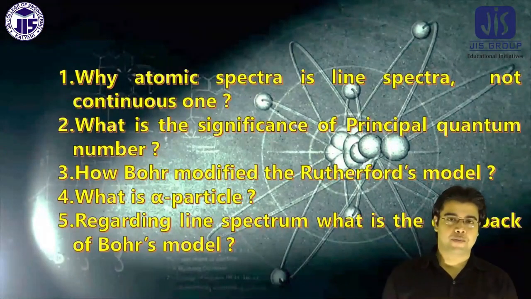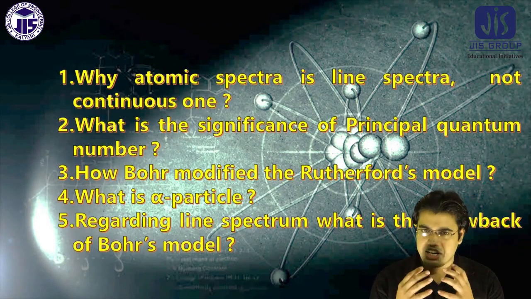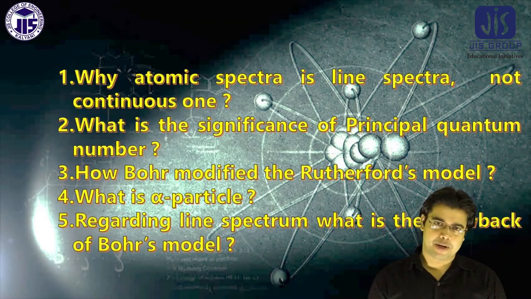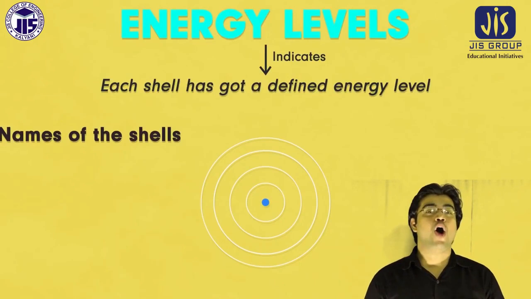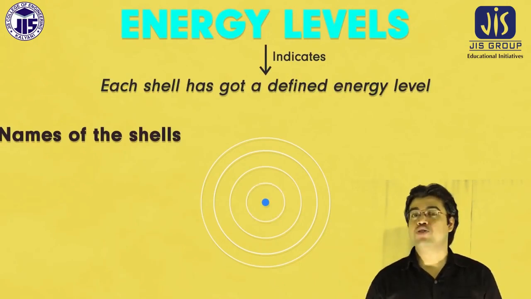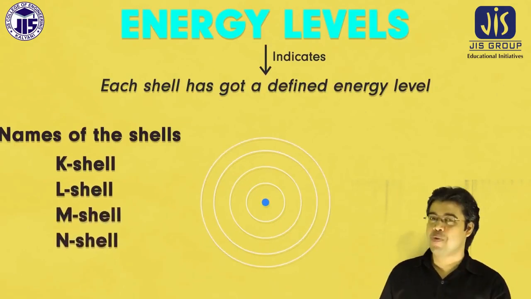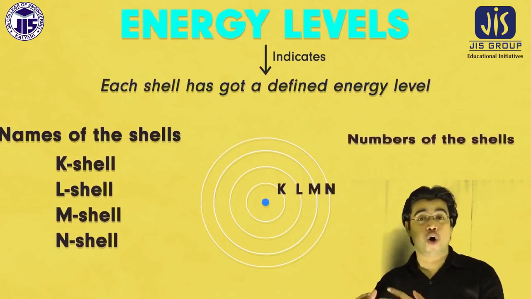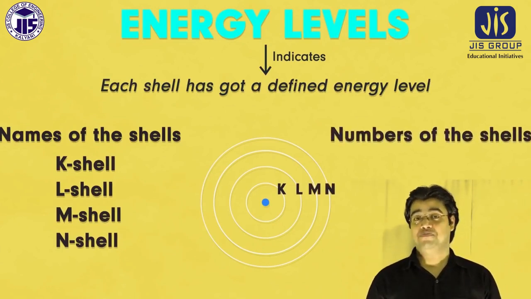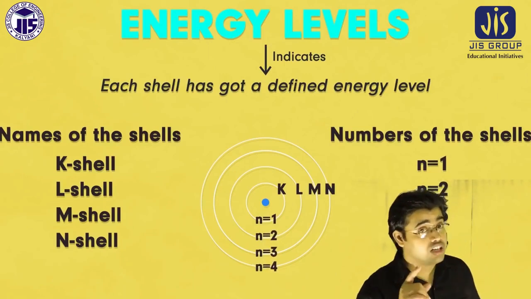On to the second question. What was the second question? The second question was, what is the significance of principal quantum number? Principal quantum number signifies the existence of orbit. That means in the equation proposed by Niels Bohr, mvr equals nh by 2 pi, that n, the principal quantum number, denotes the orbit of the atom. That means if n equals 1, it will be K, if n equals 2, it will be L, and so on.